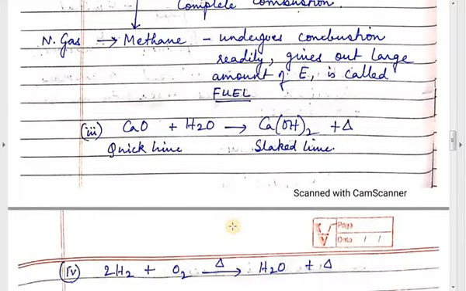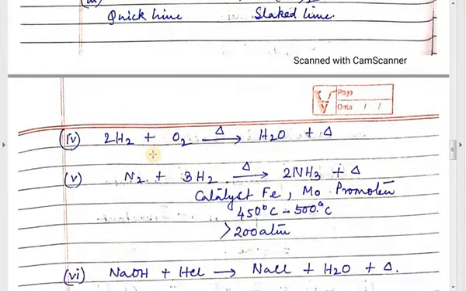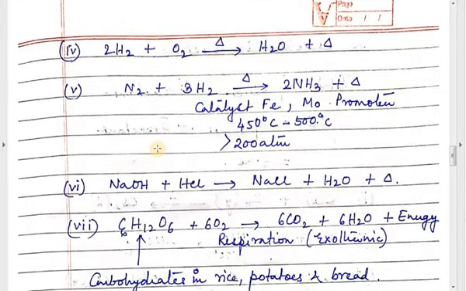Next we'll move forward to quicklime. When it reacts with water, a lot of heat energy is produced with the formation of alkaline calcium hydroxide, which is called slaked lime. This reaction we had already gone through in the previous section. The next reaction is also known to you: when hydrogen is burnt in oxygen, it gives you water along with heat. Heat is released.